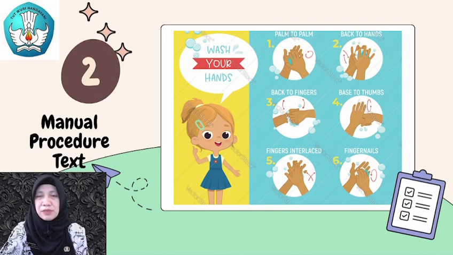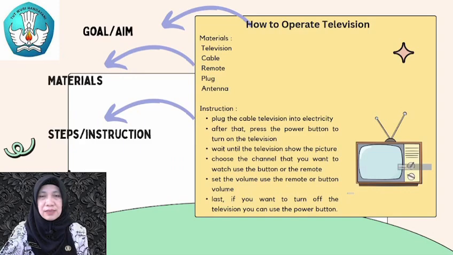For example, the first is up, that is a hand. Next, this is an example of how to operate a television. It's about material and interaction. Material: television, cable, remote, plug, and antenna. Interaction: the first, plug the television cable into the electric switch. Second, after that, press the power button to turn on the television, and so on.